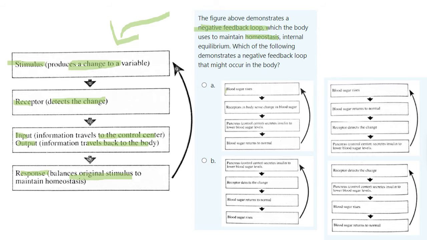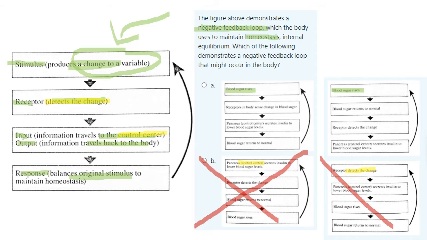So blood sugar rises. Well, blood sugar rises would be a change to the variable. The variable would be the amount of sugar in the blood. The change would be rising. If we look at answer B, the pancreas control center, well, control center is the third section, not the first section. And D, we detect the change, but detecting the change is the second section, not the first section. So we can take away answer B and answer D.